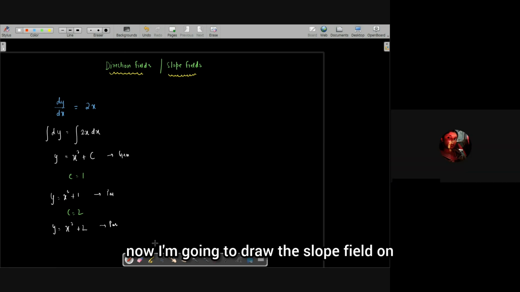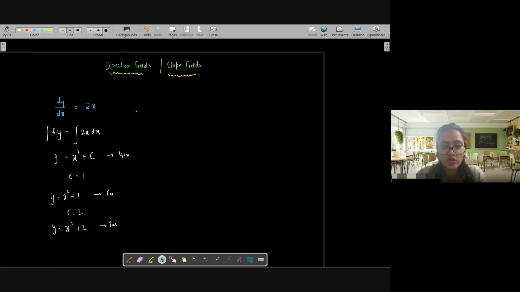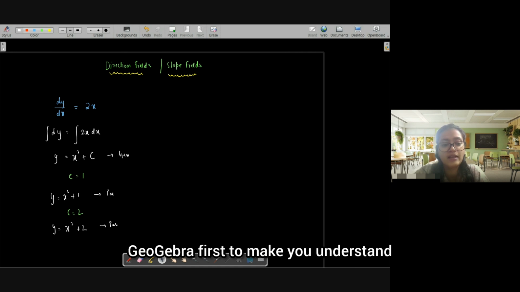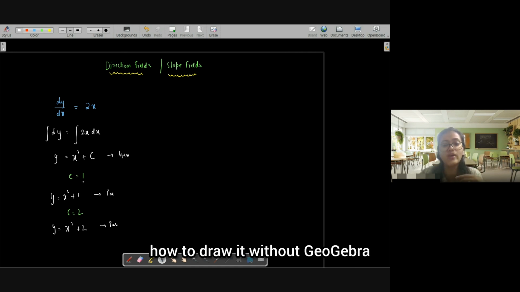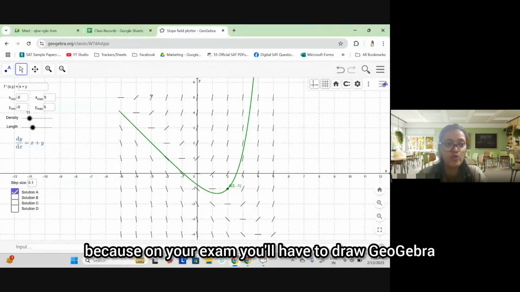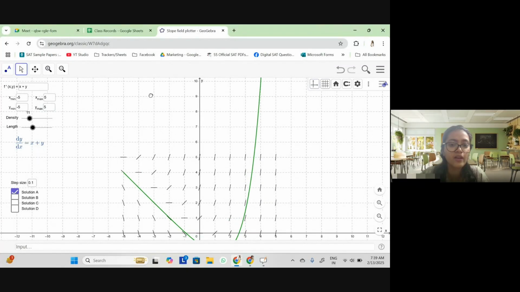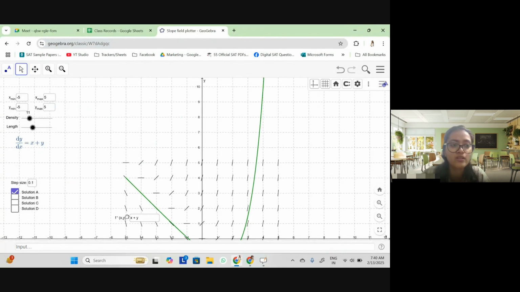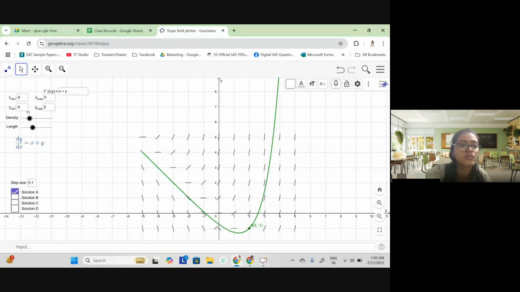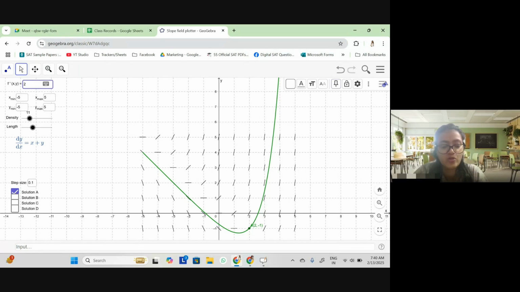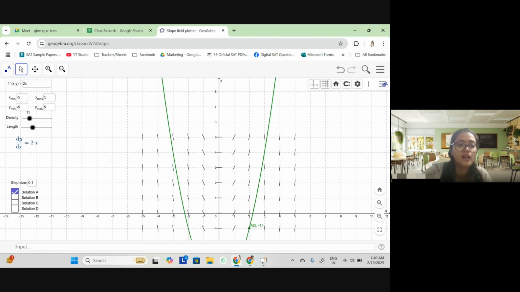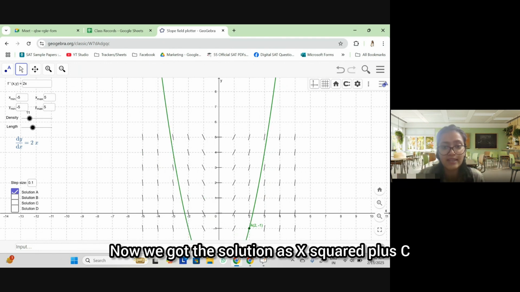Now, I'm going to draw the slope field on GeoGebra first to make you understand the meaning of slope fields, and then I will tell you how to draw it without GeoGebra, because on your exam you'll have to draw it without GeoGebra. Here, you can type the equation. The original differential equation we will plot: dy over dx equals 2x.